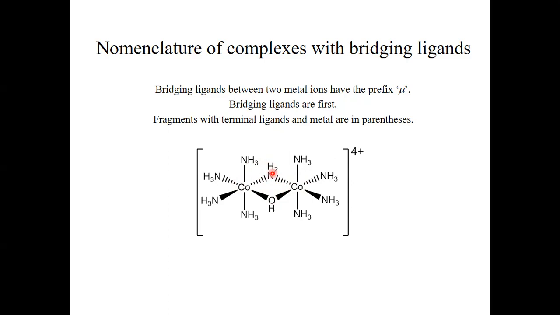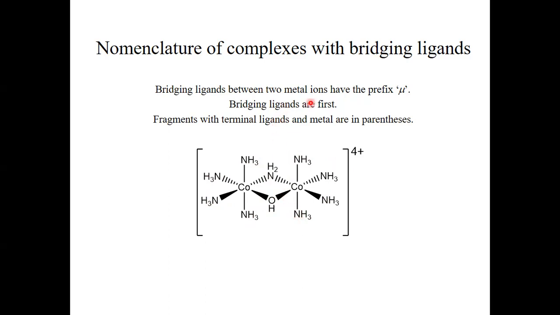In organic chemistry, we call an NH2 group an amino group. In coordination chemistry, we call an NH2 ligand an amido ligand. So remember this. And this ligand here is a hydroxyl ligand. So these are bridging, and then we have terminal NH3 ligands placed around the cobalts in addition. So what would be the name?